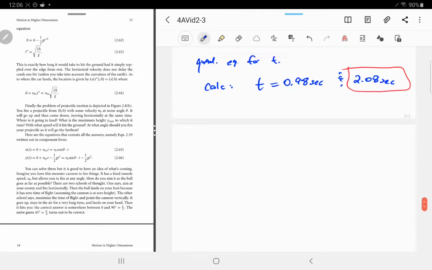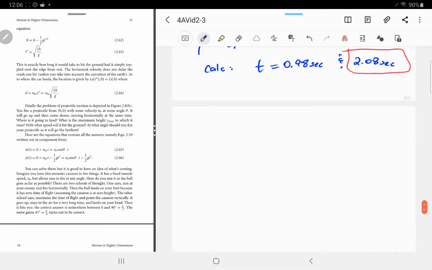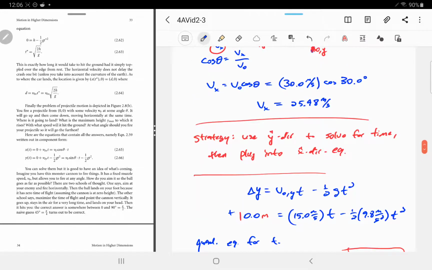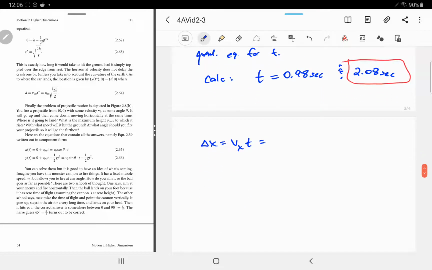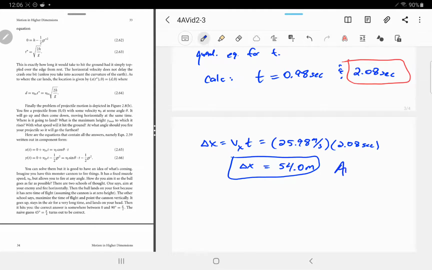Okay, so our strategy tells us exactly what we need to do. Now we need to take this time and go to the x direction. So delta x is vx times t, and we already have both of those two pieces. 25.98 is that constant x component of the velocity, and then the time is 2.08 seconds. Meters per second times seconds gives meters. It looks like we get 54.0 meters. So this is going to be the range. This is our final answer.